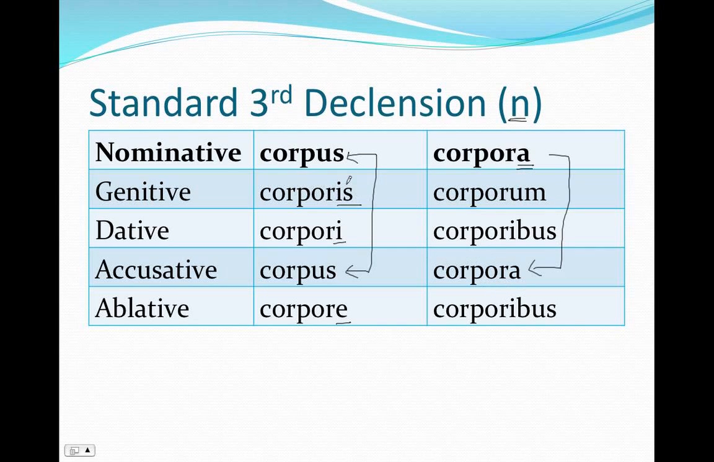So, things to keep in mind here. First, with neuters, nominative and accusative are the same. Nominative plural ends in a. And the other thing to keep in mind, as you will with all third declension nouns, is that the stem is derived from the genitive singular.